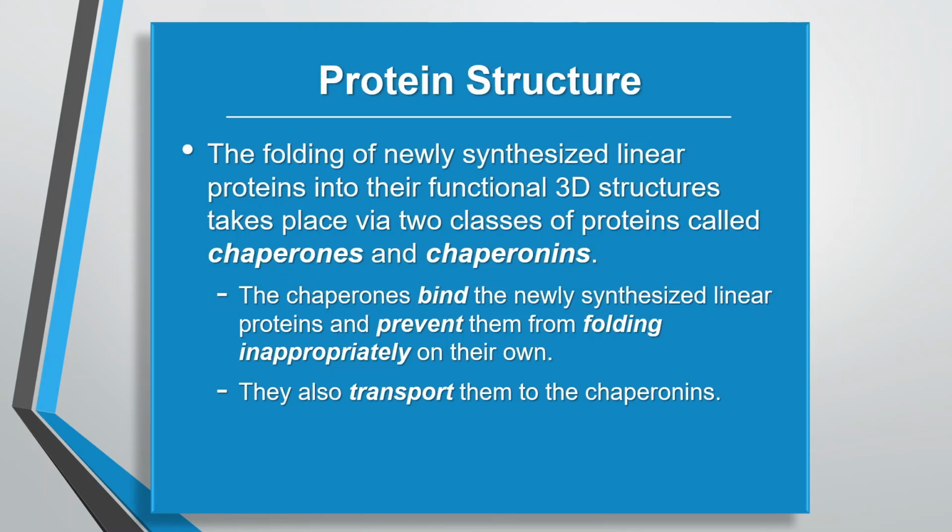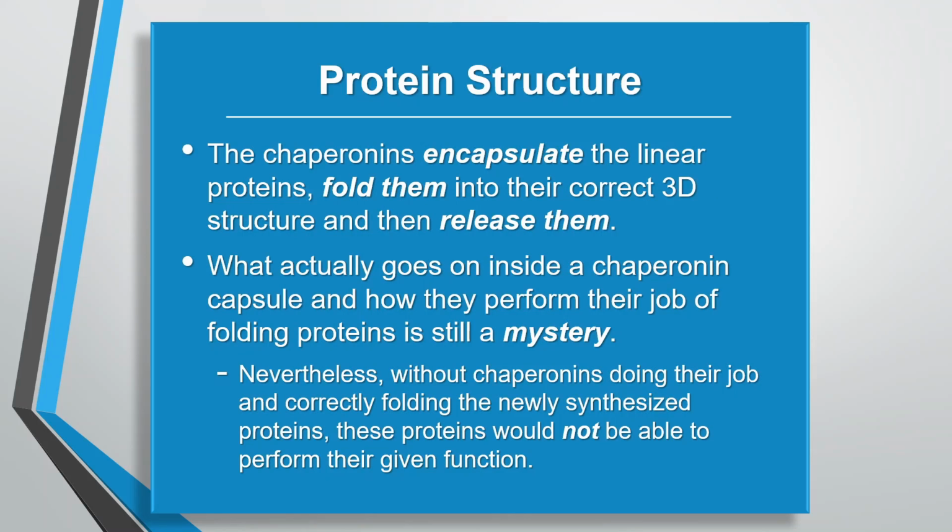The folding of newly synthesized linear proteins into their functional 3D structures takes place via two classes of proteins called chaperones and chaperonins. The chaperones bind the newly synthesized linear proteins and prevent them from folding inappropriately on their own, and they also transport them to the chaperonins. The chaperonins encapsulate the linear proteins, fold them into their correct 3D structures, and then release them.